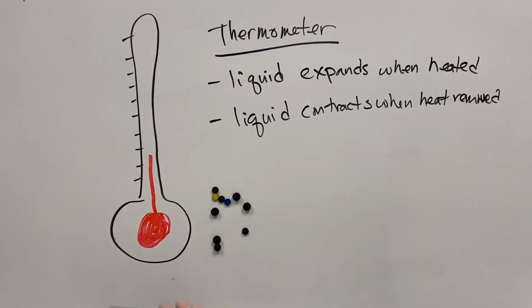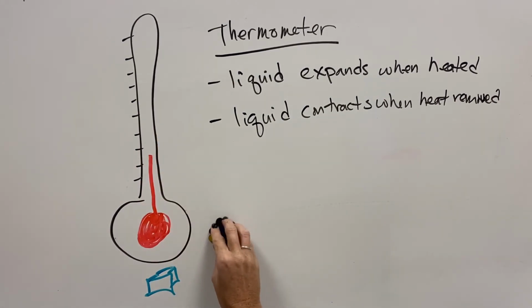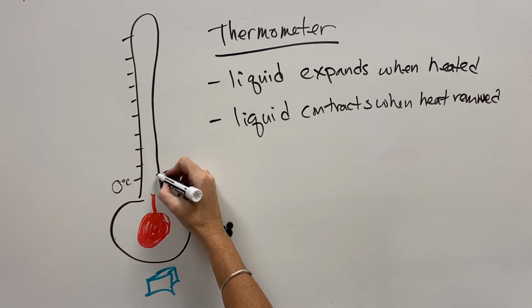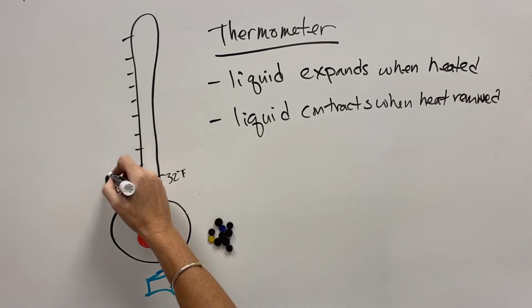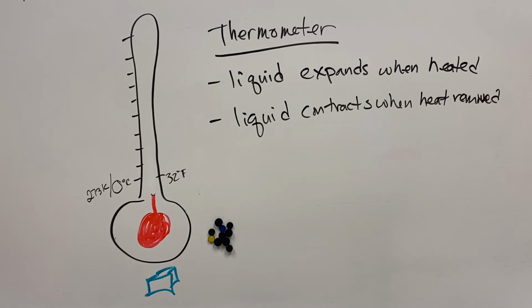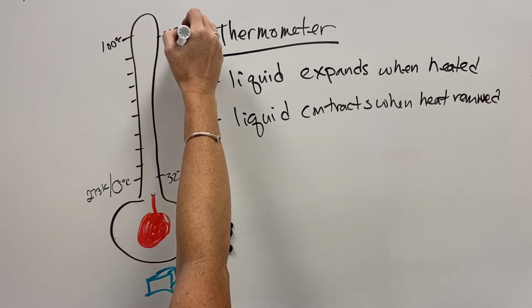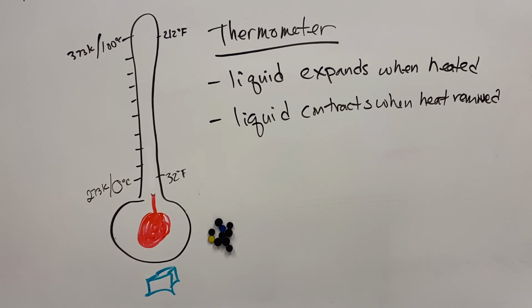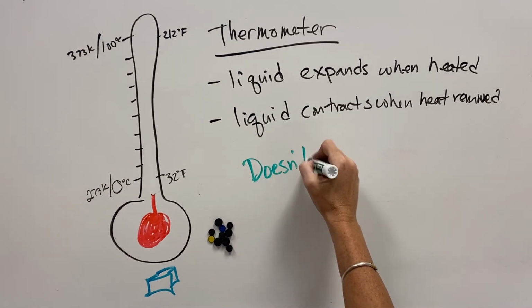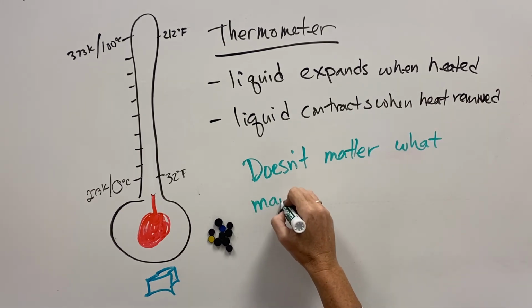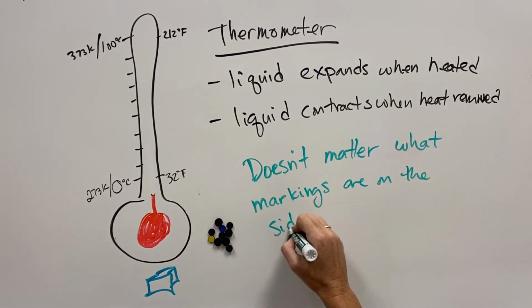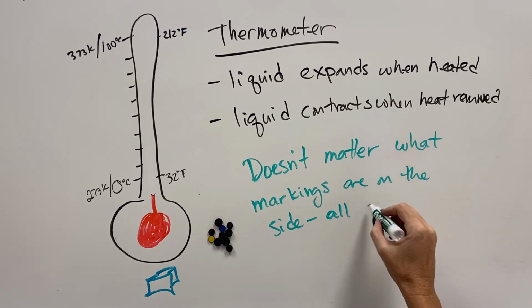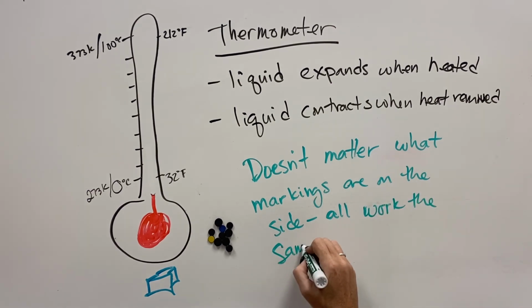On the side, we gradient out the little measurements. If we remove heat, the particles slow down and clump together, they contract, and the liquid moves down the thermometer tube. And so we can have markings that say 0 degrees Celsius or 32 degrees Fahrenheit or 273 Kelvin. And we can also have readings that say different temperatures all the way up. And so it doesn't matter what scale, what measurement system is on the side. They all work the same way through this concept of expansion and contraction. And then we just made up these systems to define and describe these measurements for ourselves.